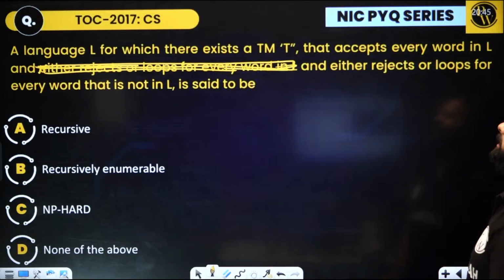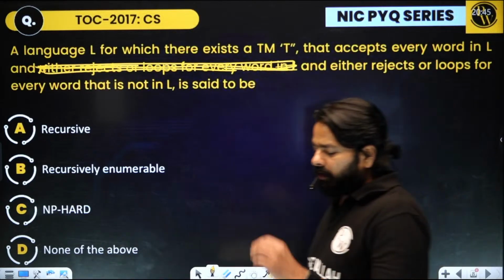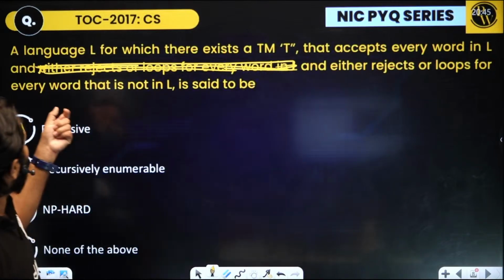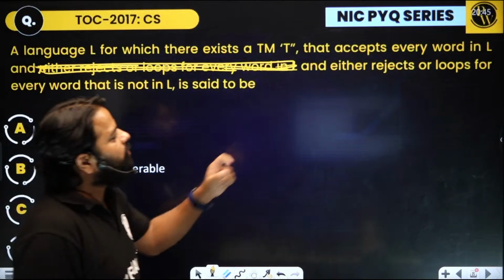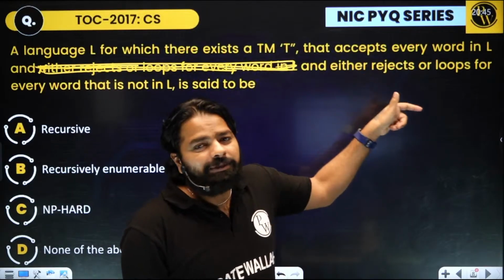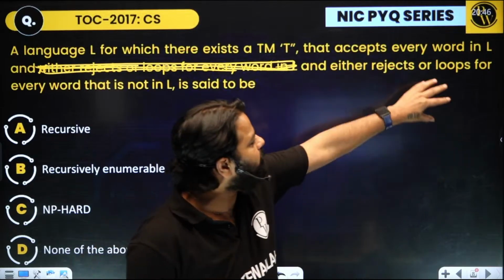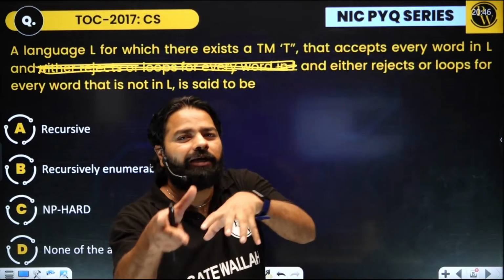There exists a TM that accepts every word in L. That's one. And it either rejects or loops for every word which is not in L. So this is very important. Accepting means it will halt at final. Rejecting or looping means it never halts at final. Looping means never halt. Rejecting means it will halt at non-final.